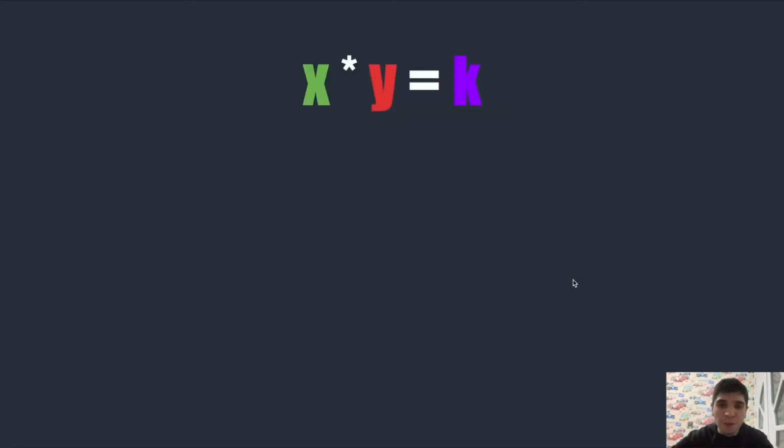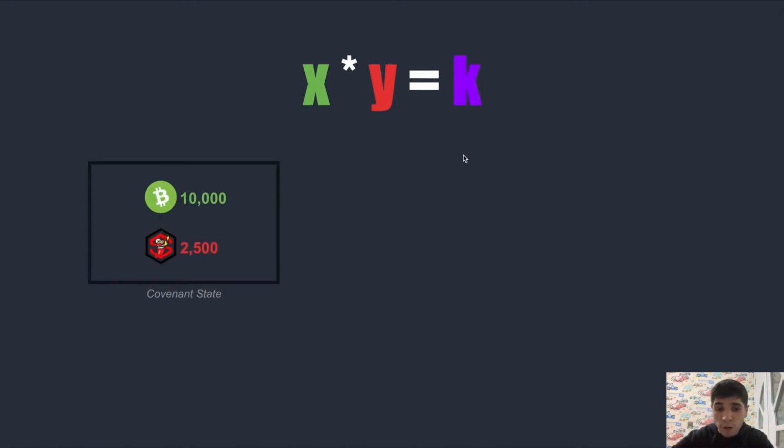cheaply with Bitcoin Cash. We are utilizing this magic constant formula where X indicates the number of Bitcoin Cash a covenant holds, and Y indicates the number of SLP tokens a covenant holds, and the multiplication gives us a value called constant in the purple color. Swap.cash is made of pool covenants, and pool covenants have liquidity pairs.